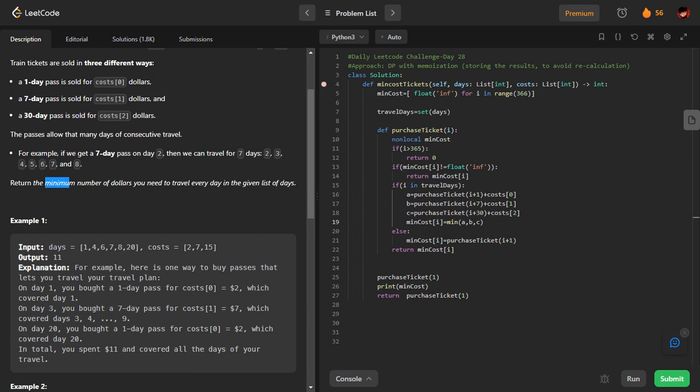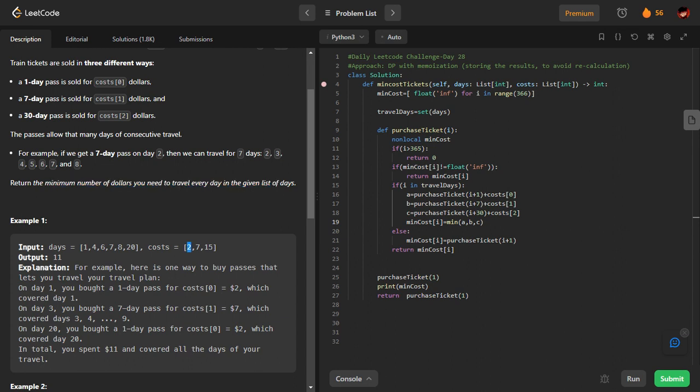Okay. So the question now is: return the minimum number of dollars you need to travel every day in the given list of days. So if I have to travel on these many days only, I need not travel on the other days, right? You can take it in this way. Then what is the minimum possible cost for me to cover the travel on these days?